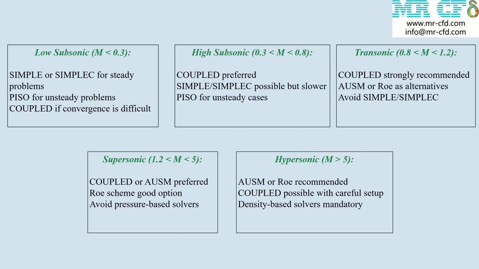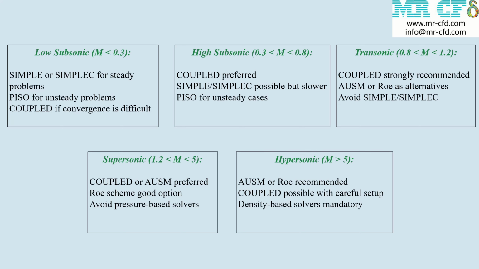If I were to recommend algorithms for various flow regimes, for low subsonic flows with Mach numbers less than 0.3, the SIMPLE and SIMPLEC algorithms can be used for steady problems, while PISO is well suited for unsteady problems. The coupled solver is versatile enough to be used for both steady and unsteady simulations in this regime. For high subsonic velocities, with Mach numbers between 0.3 and 0.8, the coupled solver is preferred. SIMPLE and SIMPLEC are possible options but offer slower convergence. PISO can also be used for unsteady cases.